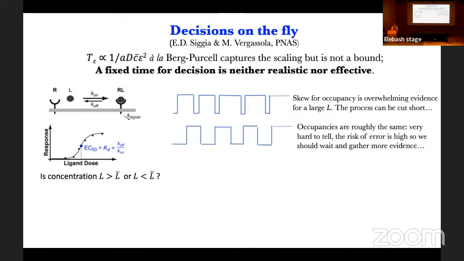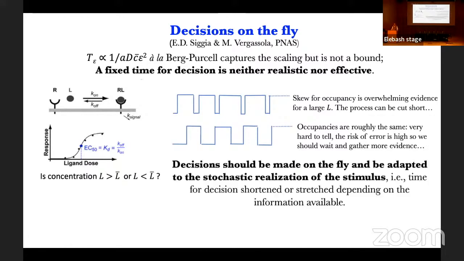Just take these two examples here. In the first case, it's quite clear that the concentration is very high because the receptor is bound practically all the time. Therefore, it's obvious you can cut it short very easily. In the second example, it's bound and unbound 50% of the time. Therefore, you have to extend before deciding, because otherwise the risk of making the wrong decision is very high. So decisions, in order to be made effectively, have to be made on the fly and adapted to the realization of the stimulus. And of course, this means that the time of decision must be random, and not just for the sake of it, but because it's going to be more effective.